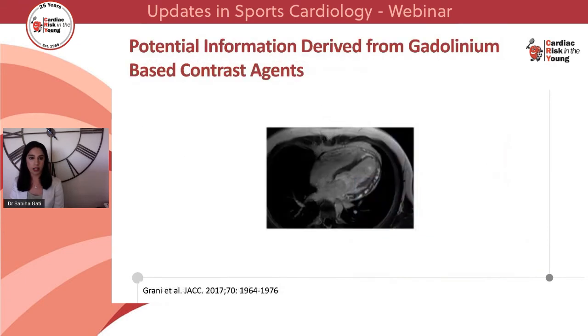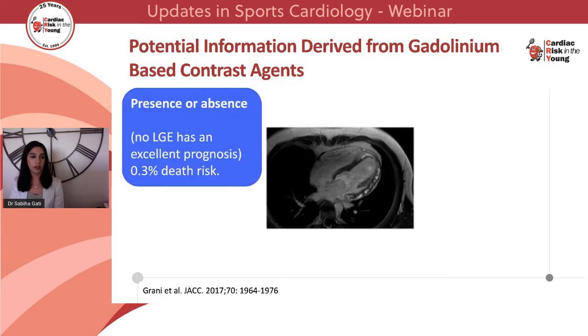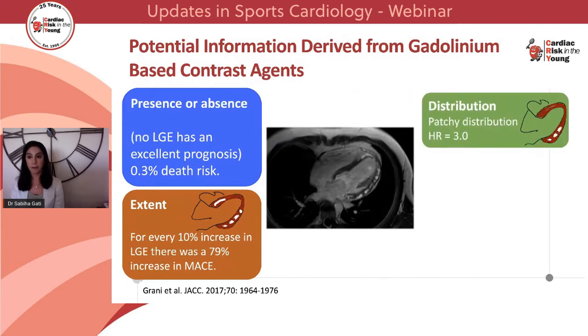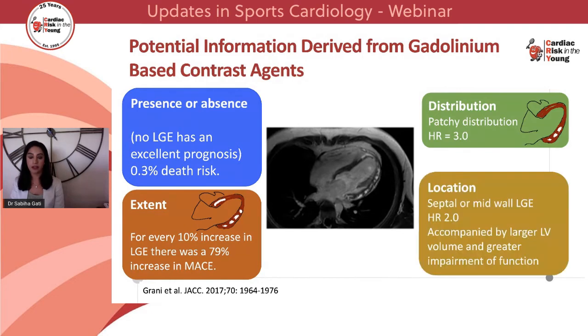In terms of other potential information that you can derive from the contrast part of your cardiac MR study is as follows. So the presence or absence of late gadolinium. The absence was associated with an excellent prognosis. The extent of the late gadolinium. So for every 10% increase in your late gadolinium enhancement, there is a 79% increase in MACE. The distribution, a patchy distribution, is associated with a threefold increase in risk, and the location.